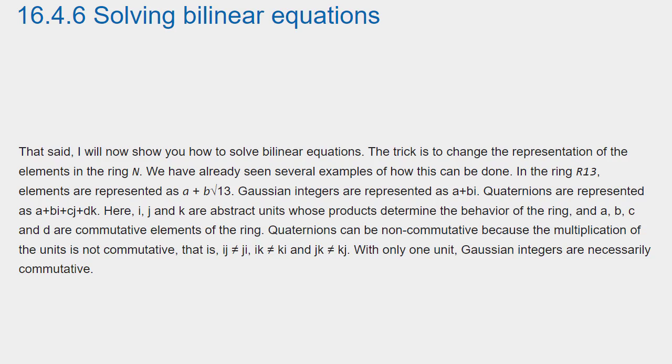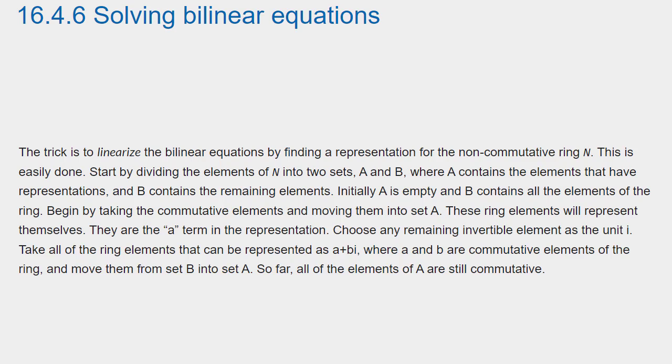Quaternions can be non-commutative because the multiplication of the units is not commutative. That is, ij is not equal to ji, ik is not equal to ki, and jk is not equal to kj. With only one unit, Gaussian integers are necessarily commutative. The trick is to linearize the bilinear equations by finding a representation for the non-commutative ring N.